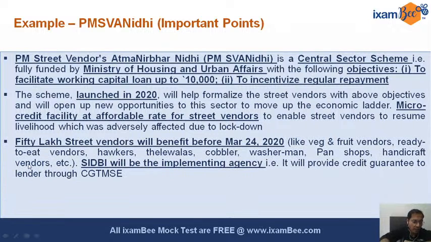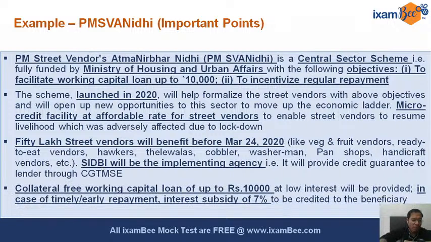So what are the targets under this? 50 lakh street vendors will benefit, and speaking of the timeline, before March 24, 2020. SIDBI will be the implementing agency. Collateral-free working capital loan up to 10,000. In case of timely early repayment, an interest subsidy of 7%. That's it.